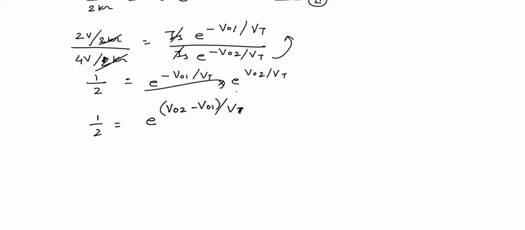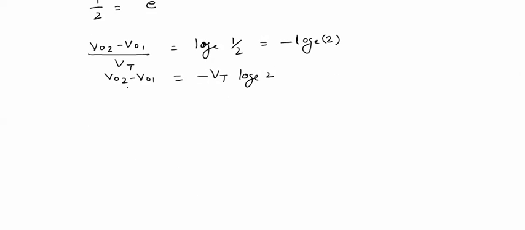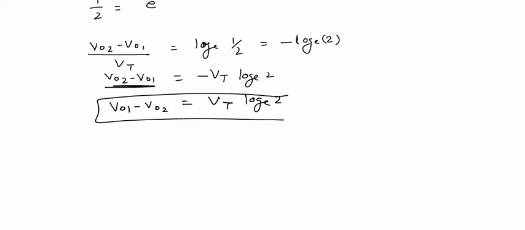Now taking log on both sides, we get V naught 2 minus V naught 1 divided by Vt equal to log to the base e of 1 by 2, or it can be written as minus log to the base e 2. So now V naught 2 minus V naught 1 equal to minus Vt log to the base e of 2. And now if we reverse the order of these two, we'll get V naught 1 minus V naught 2 equal to Vt log to the base e of 2. This is the final expression required, hence option D is correct.